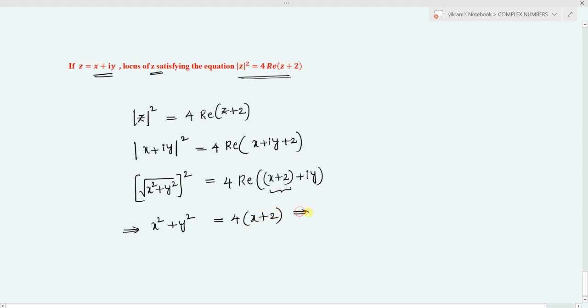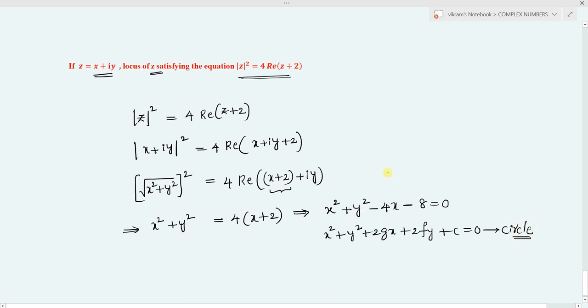Then if we further simplify this, what we will get? x squared plus y squared minus 4x minus 8 equals 0. Then what is the locus over here? This is the locus of the given complex number z. It is again in the form x squared plus y squared plus 2gx plus 2fy plus c equals 0. That means the locus of the point x comma y is a circle.